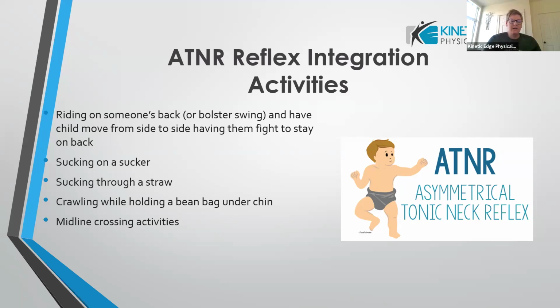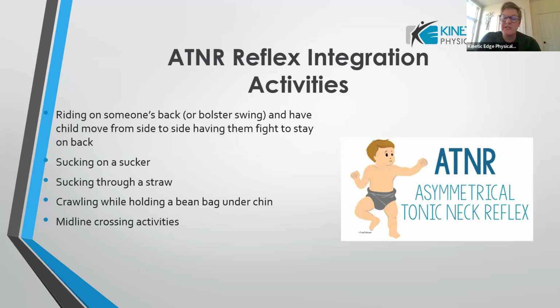And so one activity, and sometimes kids will do this with their sibling, one child's on their hands and knees and the other child is riding on their back like a little pony. And so you are having the child who's on their hands and knees move from side to side, and the other one is trying to stay on their back. Again, it's going to work on also some core strengthening, but it's going to help bring them to midline.